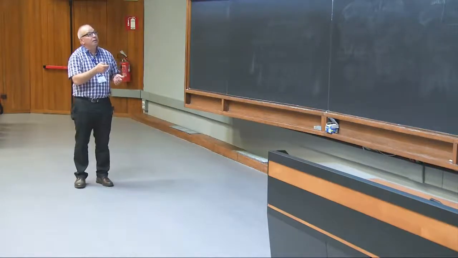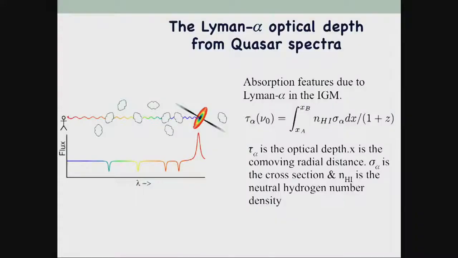The optical depth for absorption is basically this. It's the number density of neutral hydrogen, because the absorption is done on Lyman alpha, so it depends on the neutral hydrogen. Sigma is your cross-section, which is a standard number. And dx is the line of sight. You will see it in a different version in a minute. But divided by 1 plus z, because there is a redshift.